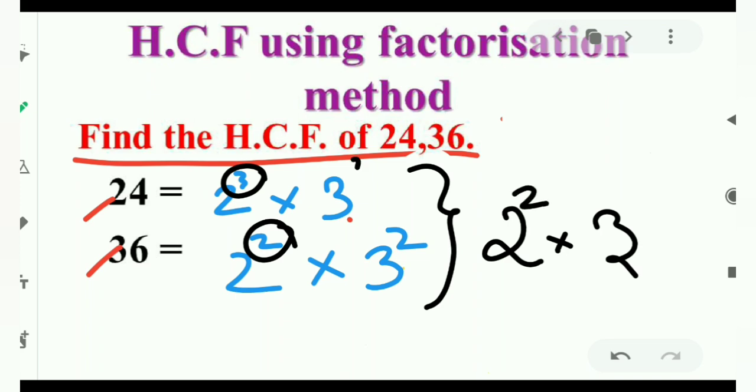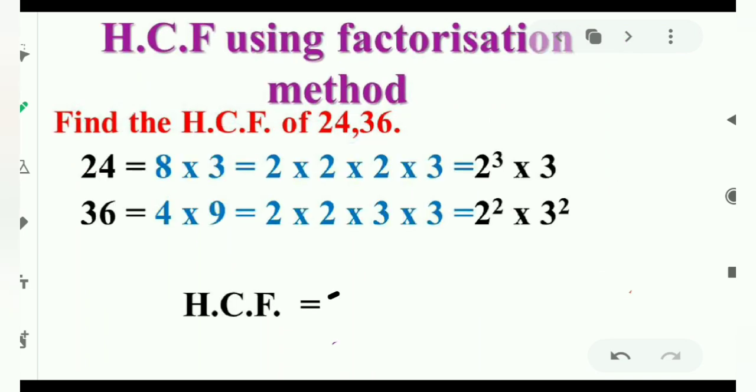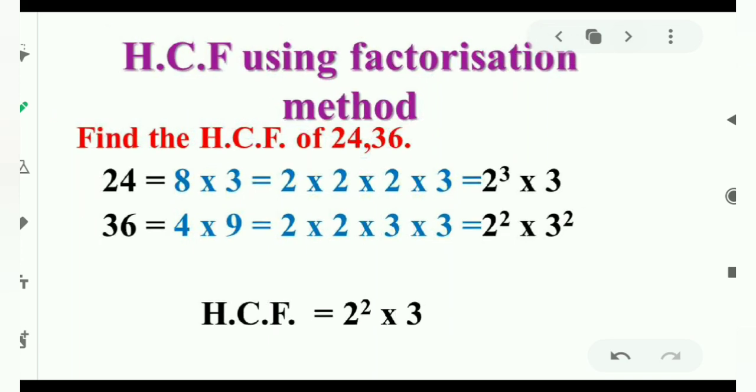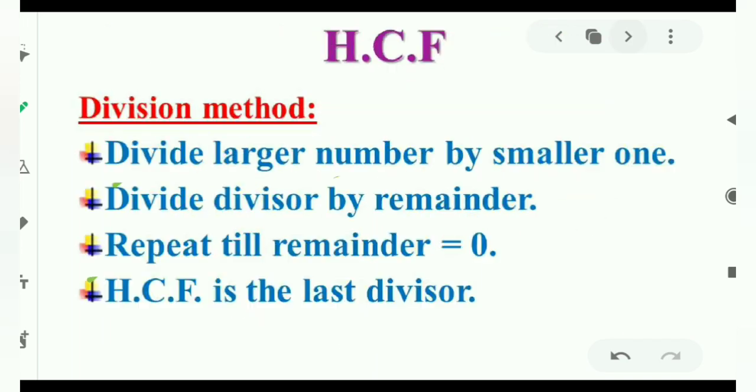Okay, in case of 3, what is the power here? 1. What is the power here? 1. What is the least power? 1. Okay, our HCF is nothing but 2 square into 3, which is nothing but 4 into 3, 12. Okay, next we are going to see how to find the HCF using division method.